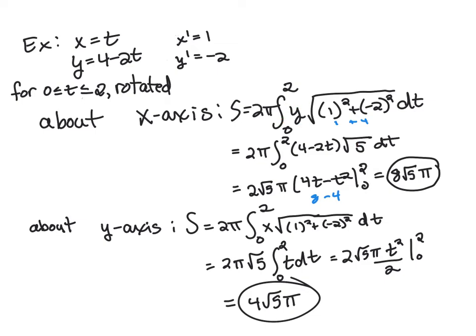The y is 4 minus 2t, and it's just a straight up simple power rule integral evaluated, and we get this. If we're rotating about the y-axis, we have to plug in the x, and x is just t. So there's your x. This right here is the square root of 5. We already figured that out. Integrate t squared over 2, evaluate, and you get just 2 minus 0. And there's your final answer.